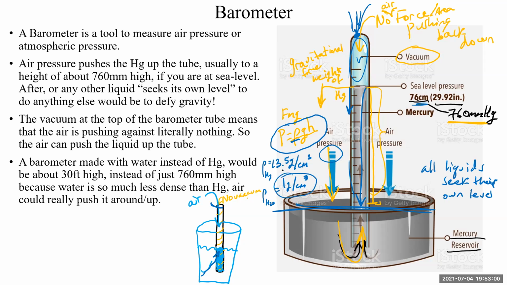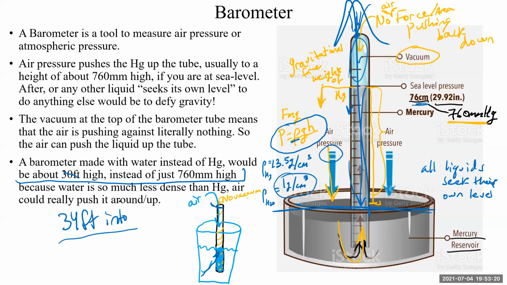Water, being 13.5 times lighter than mercury, meaning less dense than mercury, would shoot up about, not even 30, about 34 feet into the air. Because water is so much lighter, it's much easier for the air to push water right up that tube. And so a barometer based on water would have to be about 34 feet high. It would be more than 3 stories high.